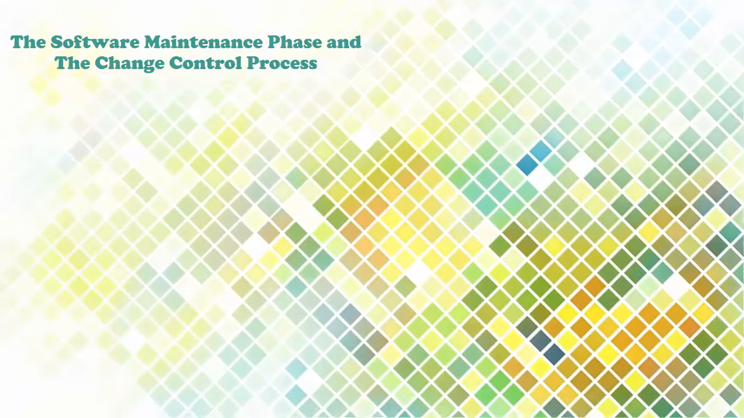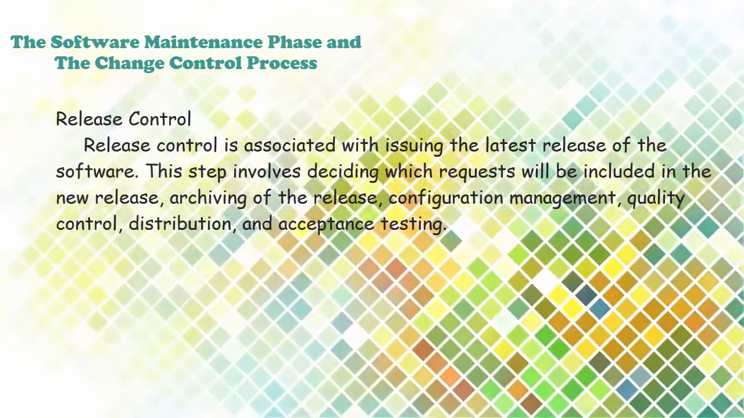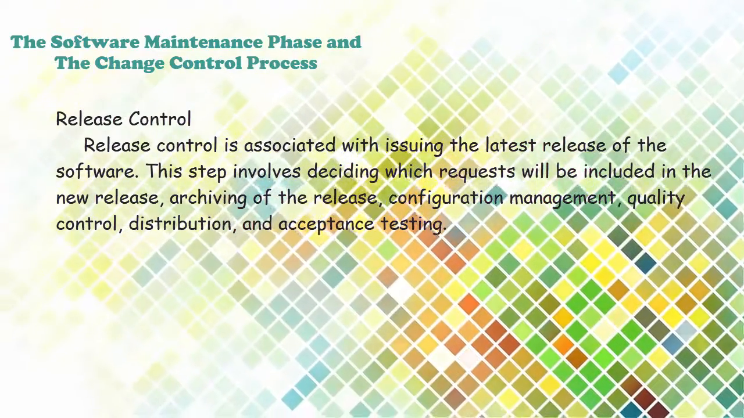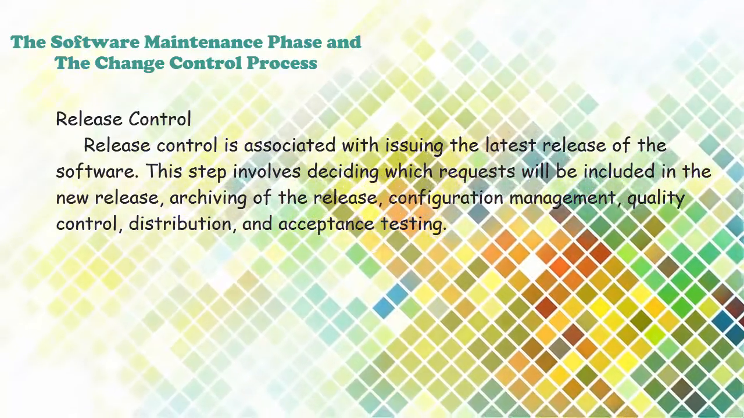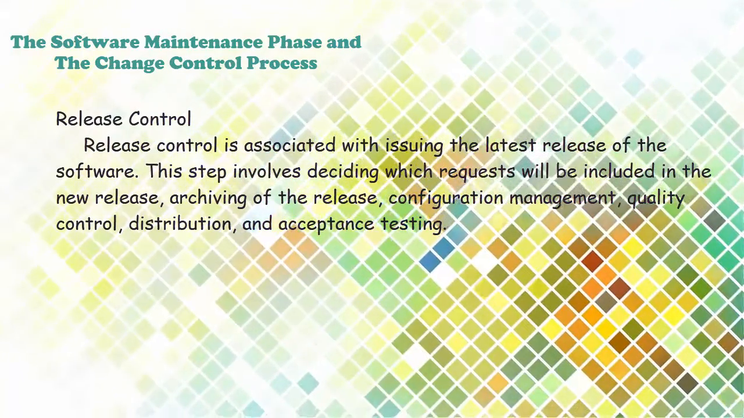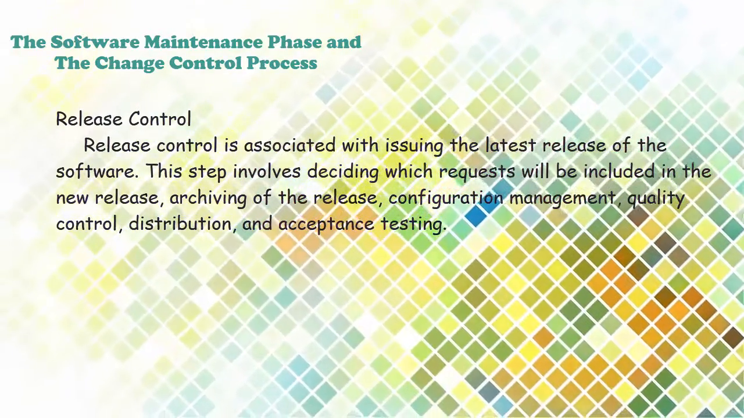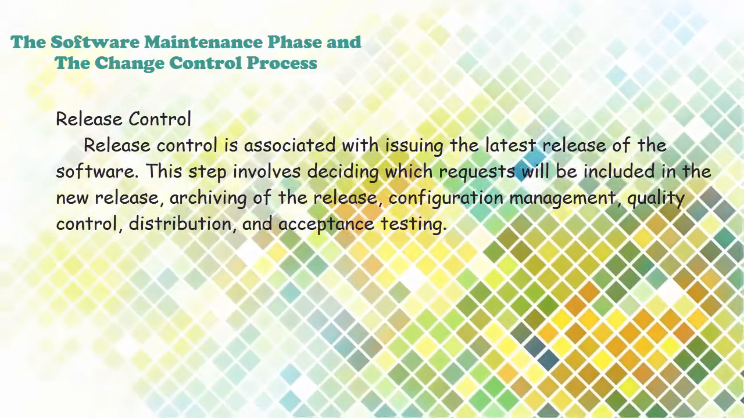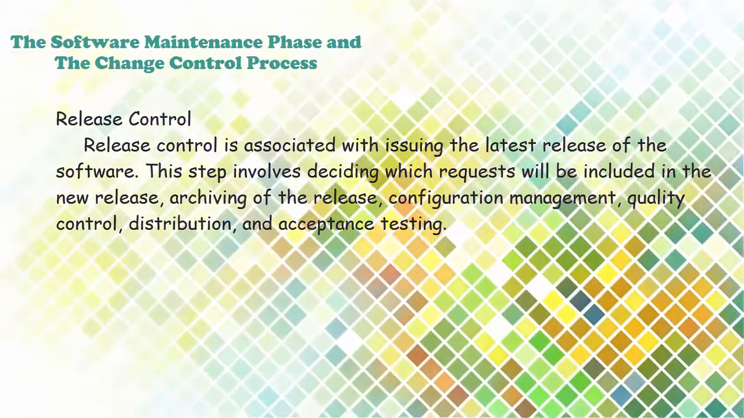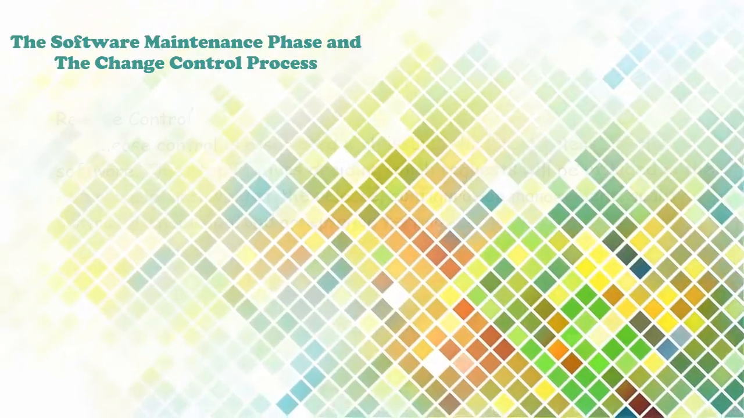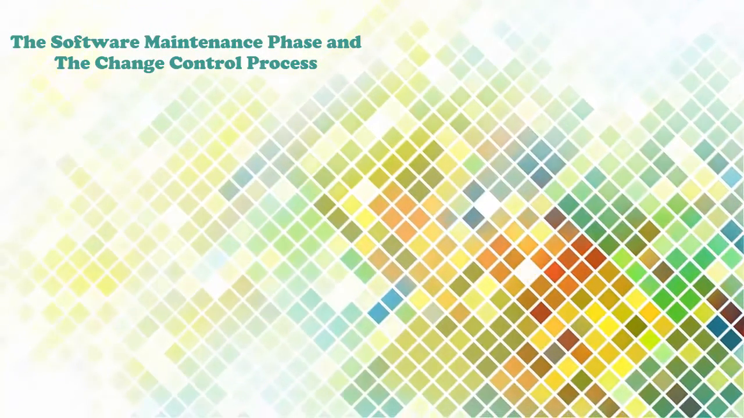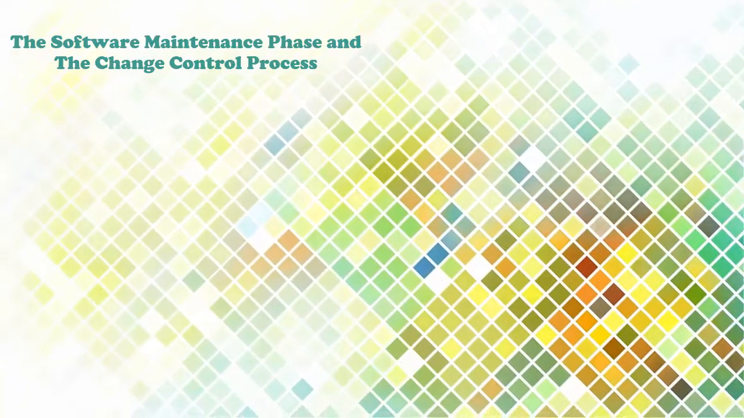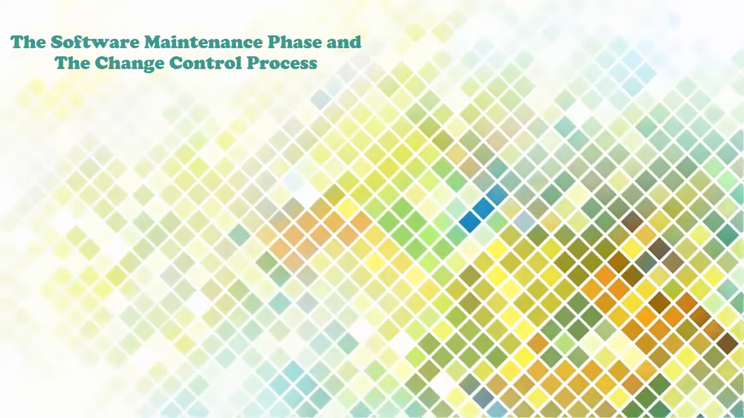And the last control is the release control, which is related to issuing the software's new update. This phase includes determining which applications are to be included in the new version, release archiving, configuration management, quality control, and distribution and acceptance testing.